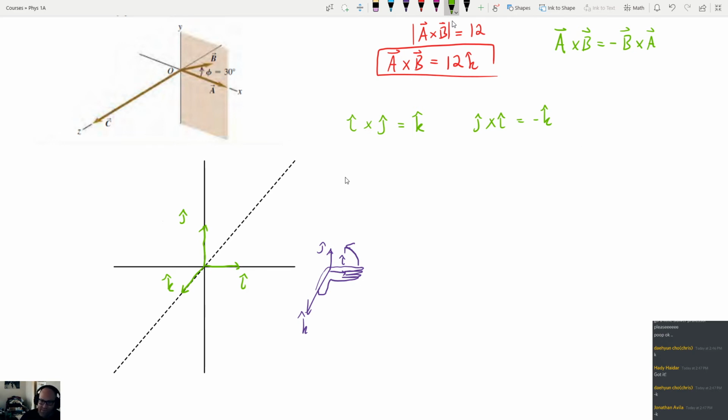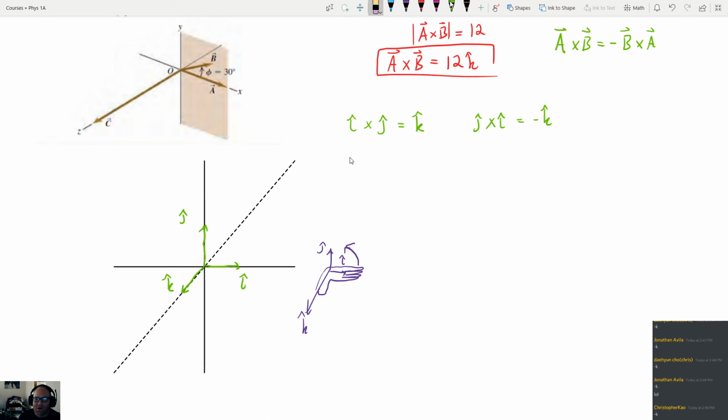There's a total of 9 combinations, right? We'll do the other ones like this. What would j cross i be? So point your fingers along the positive y-axis, rotate to, you get negative k. Oh, we already did that one. My bad. Okay, never mind. Good, got the right answer.